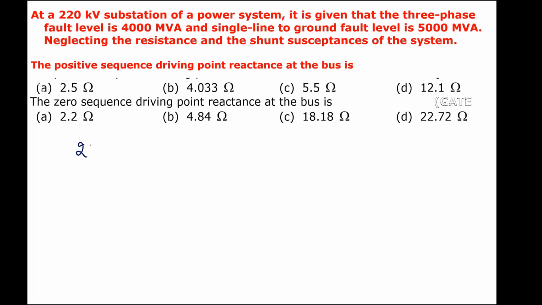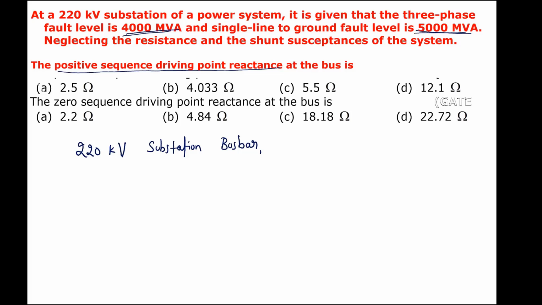at a 220 kV substation bus bar, the short circuit MVA of three-phase fault is 4000 MVA. The short circuit MVA of single line to ground fault is 5000 MVA. So now he is asking what is the positive sequence Thevenin's impedance and what is the zero sequence Thevenin's impedance between fault point and reference.